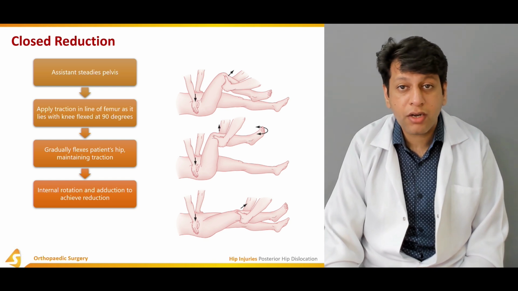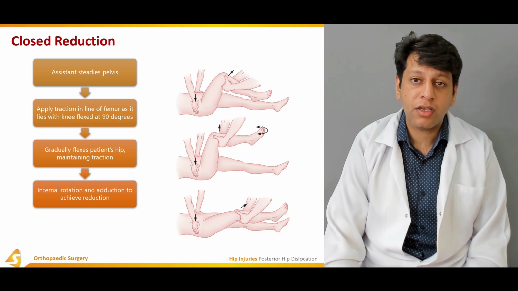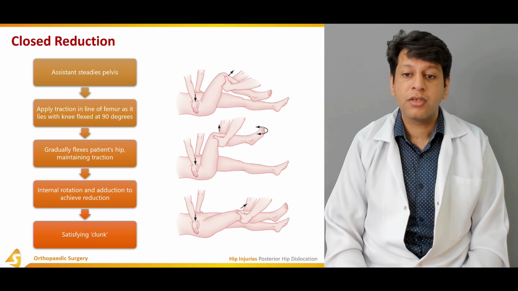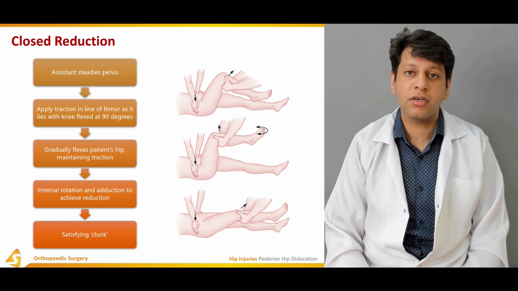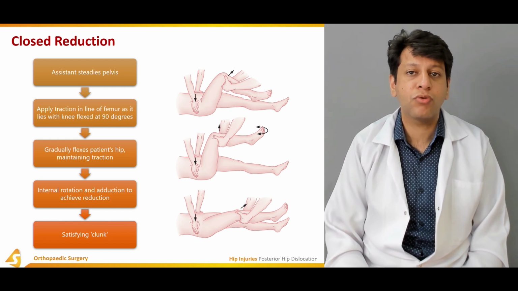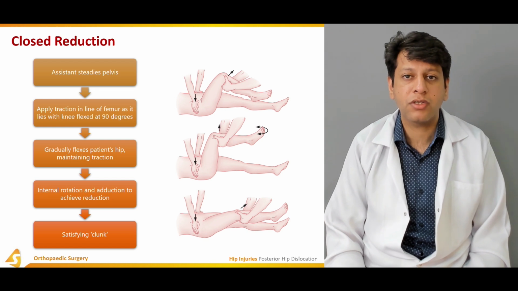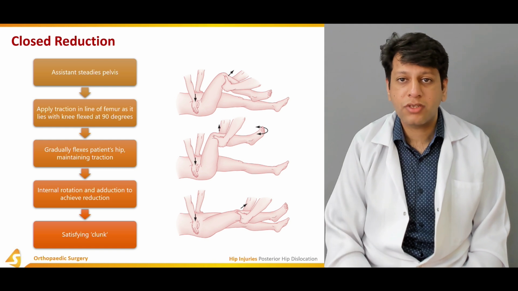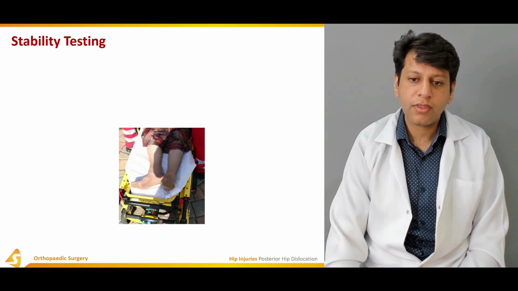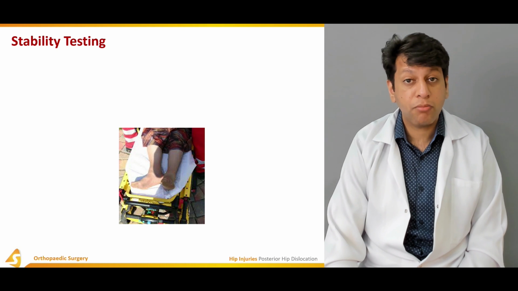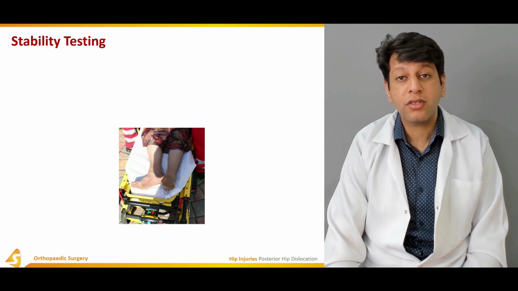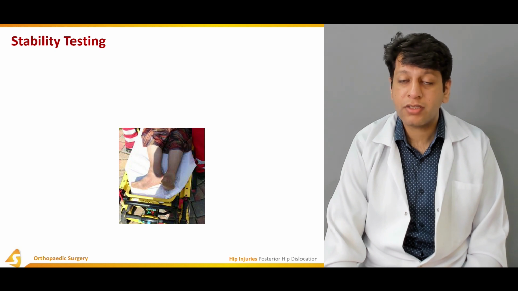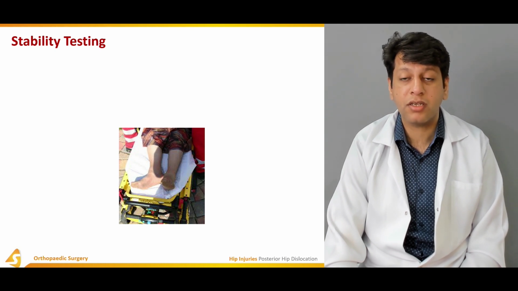So you need to check it on a fluoroscope, especially in the operation theater. And if there is a satisfying clunk, then yes, you can appreciate it. Then you can get a check on the fluoroscope, and stabilize the patient in that position. After reducing it, we can get check x-rays later on. Stability testing is very important. Why is it important? Because we need to make sure that with the closed reduction we have done, the head remains inside the acetabulum.